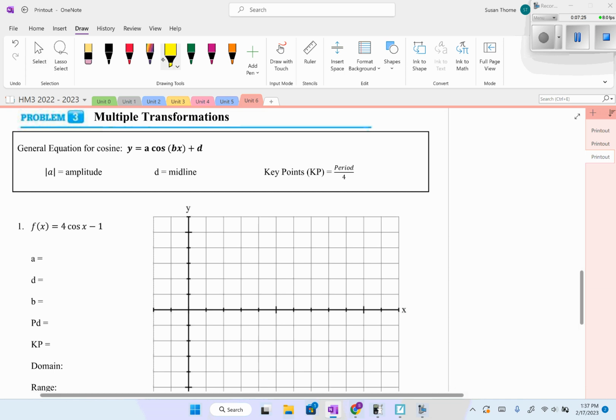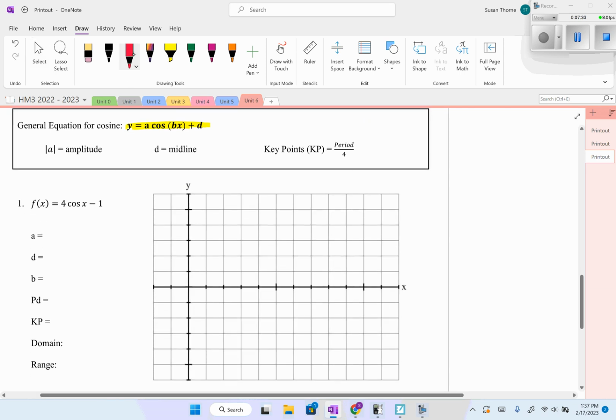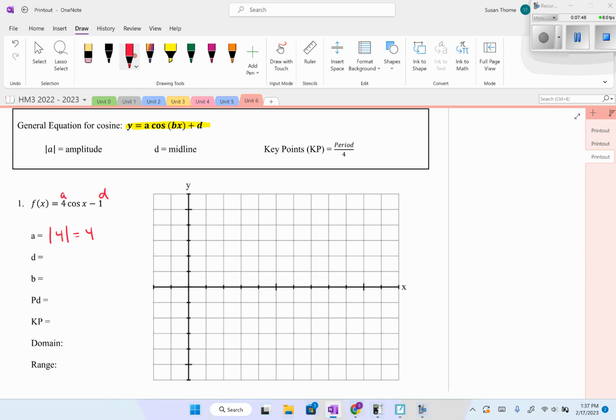So again, here's the general transformation equation. And again, we're using our B value as 1 right now. So for this, our A value is that number in front of the cosine, in this case, which is 4. Remember, it's always the absolute value of that number. So 4 is the amplitude. The midline is our D value, which is right here at negative 1.